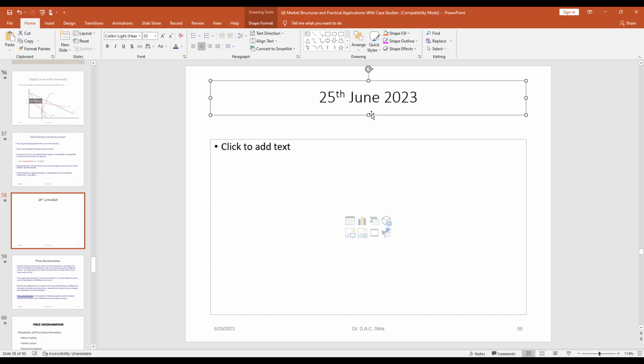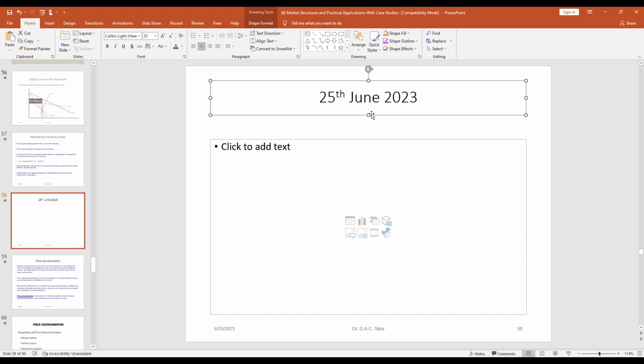Abnormal profit: your AR is higher than AC. There is no abnormal loss, but we can say that loss is at the loss situations, where AR is less than AC. AC is greater than AR.